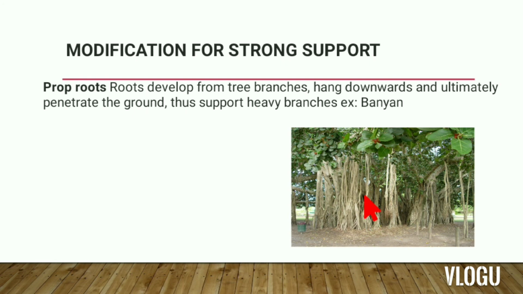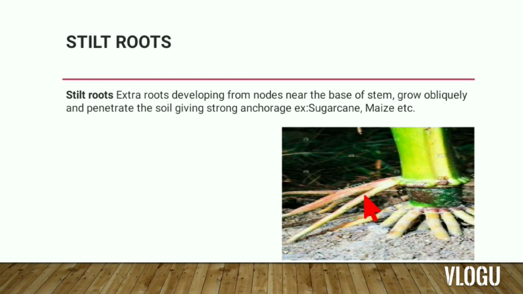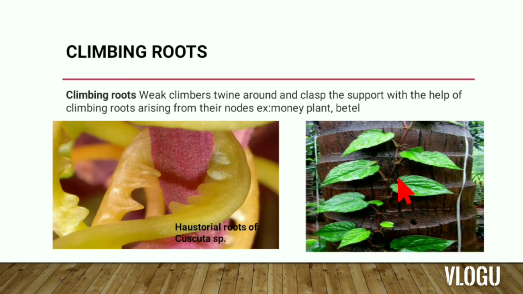Classic example is the banyan tree. The next one is about the stilt roots. As we have seen in many sugarcane and maize fields, when you go for a field visit, just above the ground level, near the nearest node, many long obliquely growing roots will also emerge. These obliquely growing roots are called stilt roots. And these roots, after touching the soil, penetrate deep into the ground and help the entire plant for strong anchoring and support. Example, sugarcane, maize and most of the monocots.